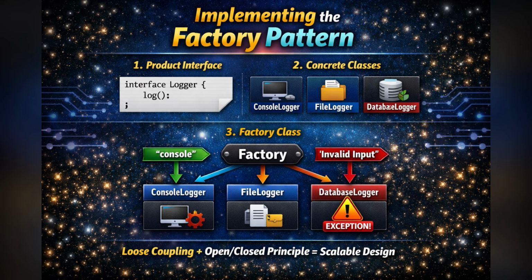First, create a product interface. In our example, we have a logger interface with a log method. Second, create concrete classes like console logger, file logger, database logger. Third, create a factory class. This class decides which object to return based on input. For example, if input is console, return console logger. If input is file, return file logger. If input is invalid, throw an exception. This approach gives us loose coupling and the open-closed principle, meaning we can add new loggers without changing existing code.